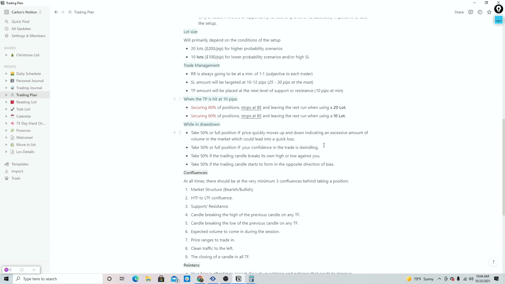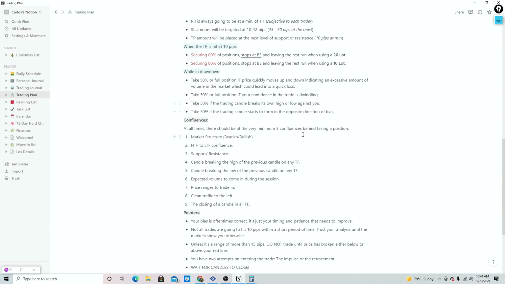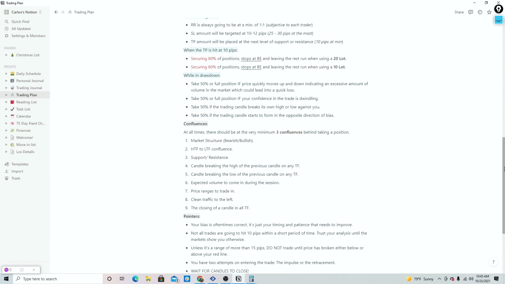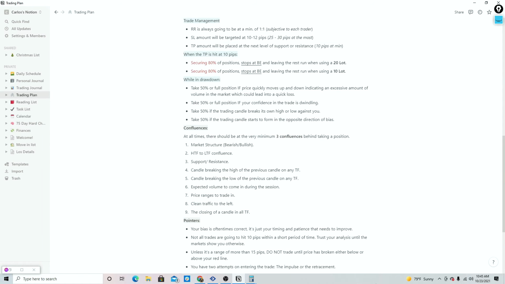So let's go back here. All right, so confluences, these are just confluences based on what you want to see, based on your strategy. These are the confluences that I have on my strategy, right? At all times, there should be a very minimum of 3 confluences. I believe 3 confluences is the bare minimum. I would say go to four or five at least, but 3 confluences have been enough for me many times, so I'm just gonna leave it like that.